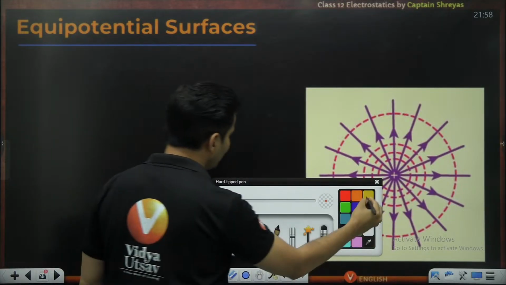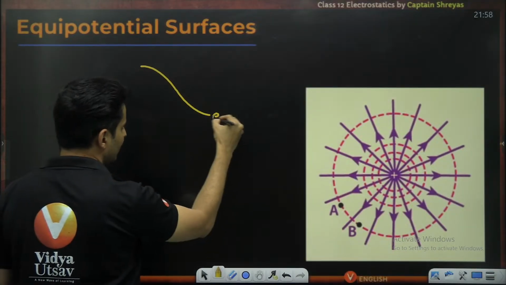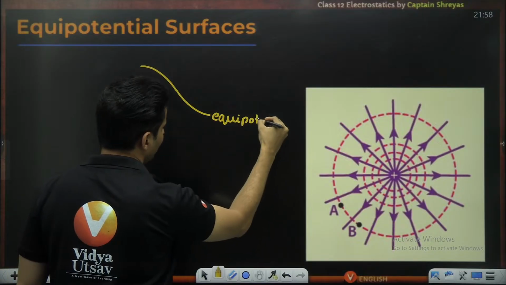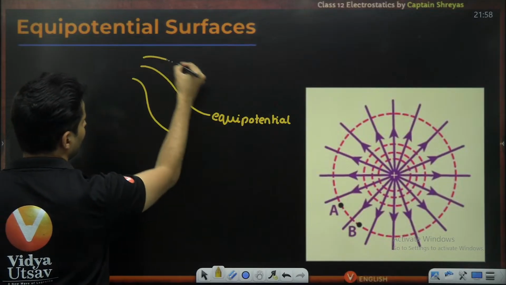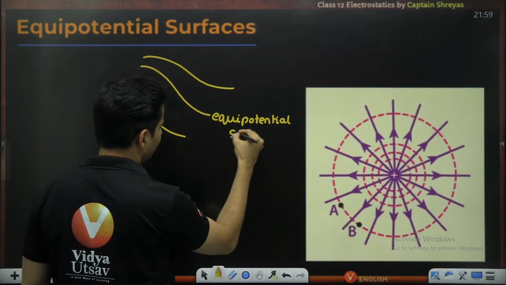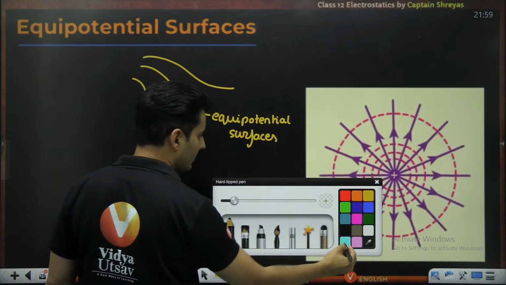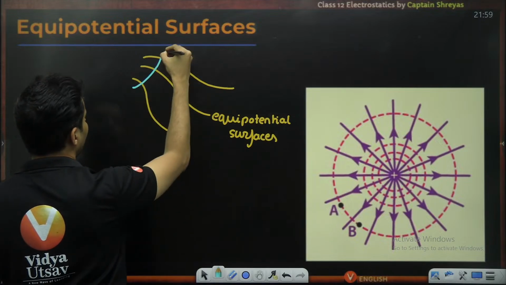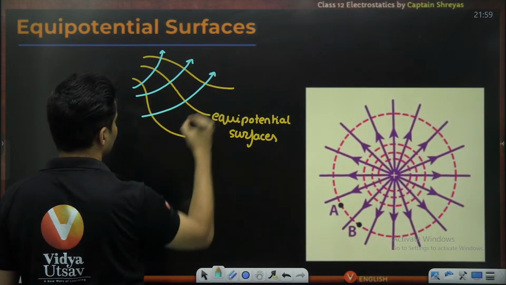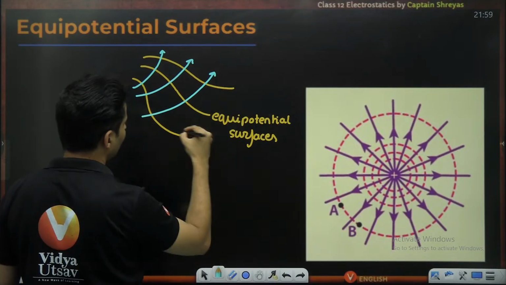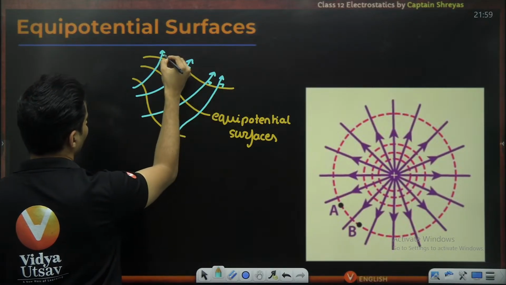Yes, you might have guessed it by now: if this is an equipotential surface, maybe like this, maybe like this, these are all equipotential surfaces, you will always see the electric field lines are perpendicular to it. At every single place, they will be perpendicular to it. Very, very important. Everywhere.